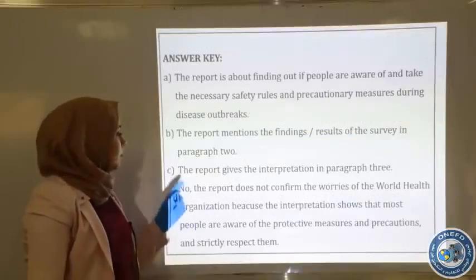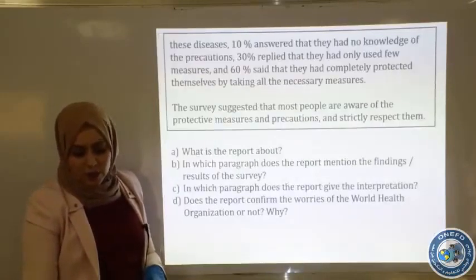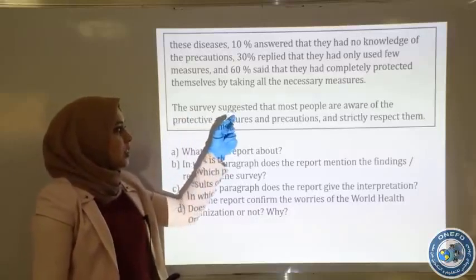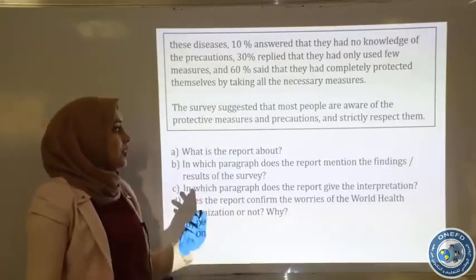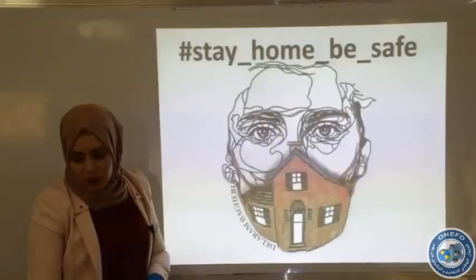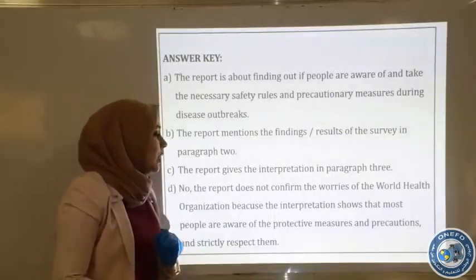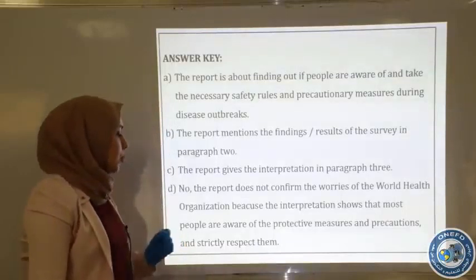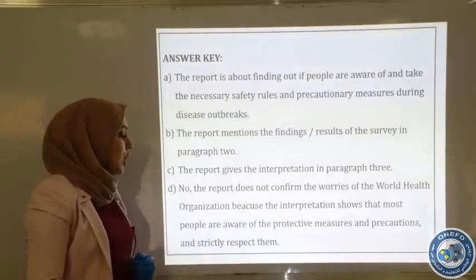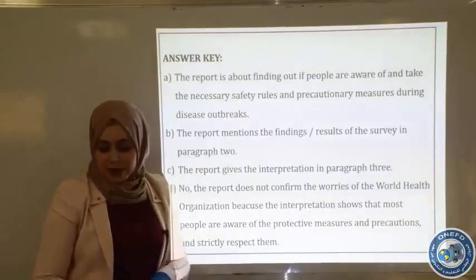Then the report gives the interpretation in paragraph 3, which is the last one. If we go here, this is the interpretation. The survey suggested that most people are aware of the protective measures and precautions and strictly respect them. And here, for the next question, the report does not confirm the worries of the World Health Organization because the interpretation shows that most people are aware of the protective measures and precautions and strictly respect them.